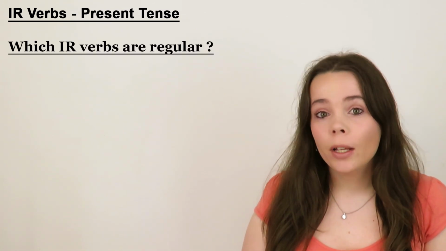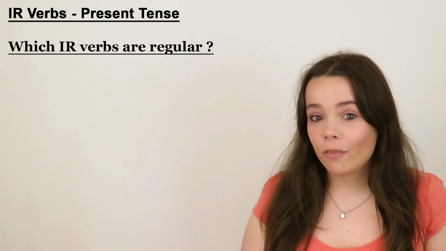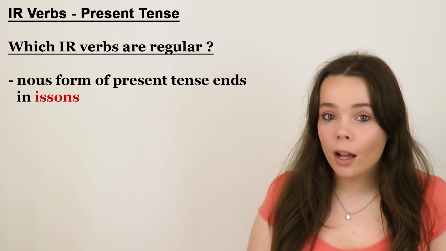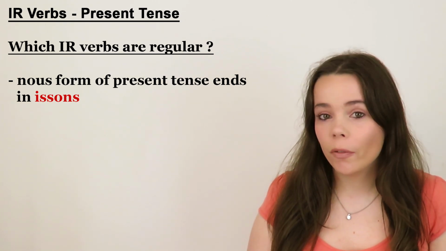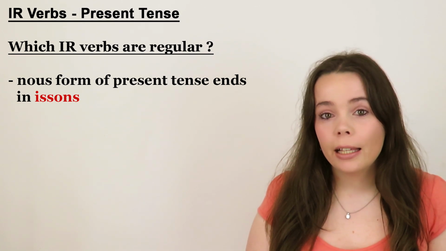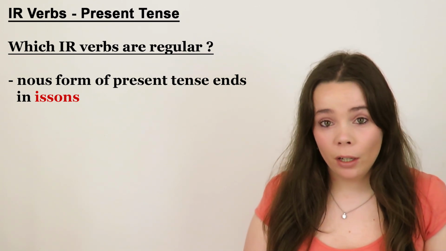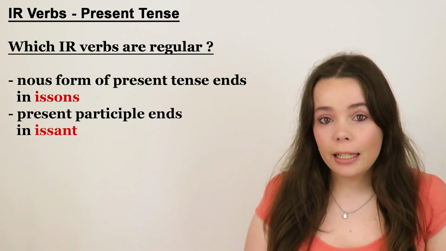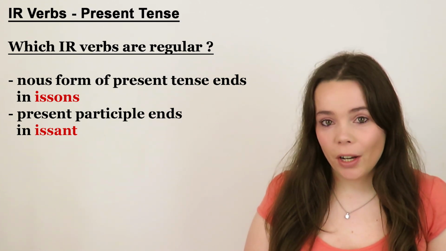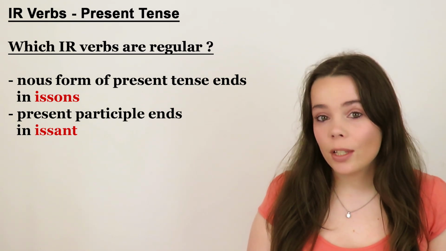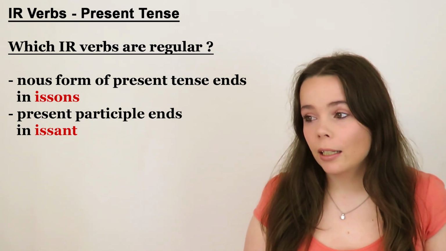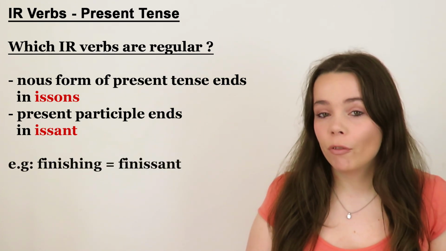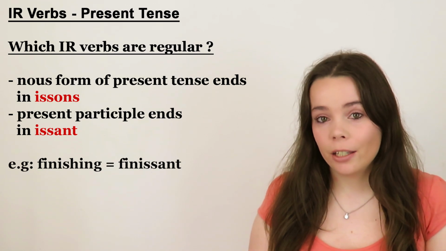So, how do you know if a verb ending in IR is regular or irregular? Well, you can know by looking at the nous form of the present tense. If it ends in issons, then the verb is regular. Also, if the present participle of the verb ends in issant, then that verb is regular and belongs in the second group. Just as a reminder, the present participle in English would be the form of a verb ending in ing, and in French it would be the form of a verb ending in ant.